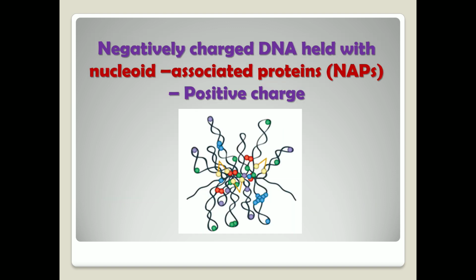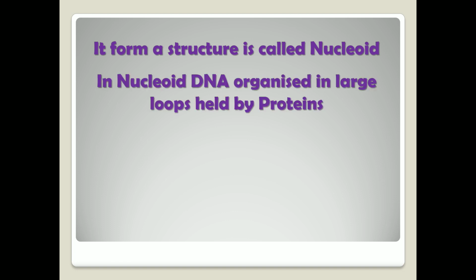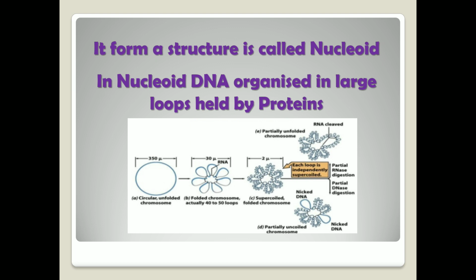This DNA, having negative charge, is held with some important special proteins called nucleoid associated proteins, NAPs, which generally have positive charge. It forms a structure in the bacterial cell called the nucleoid. In this nucleoid, DNA is organized in large loops held by some proteins.